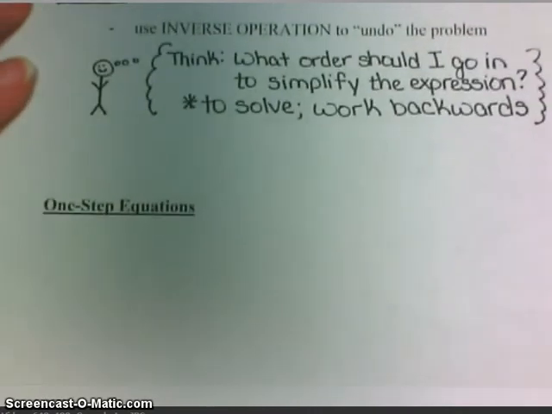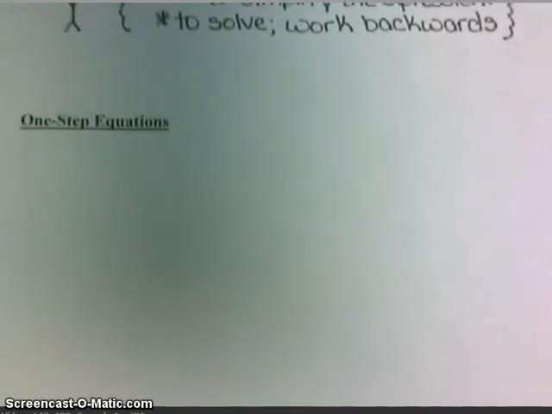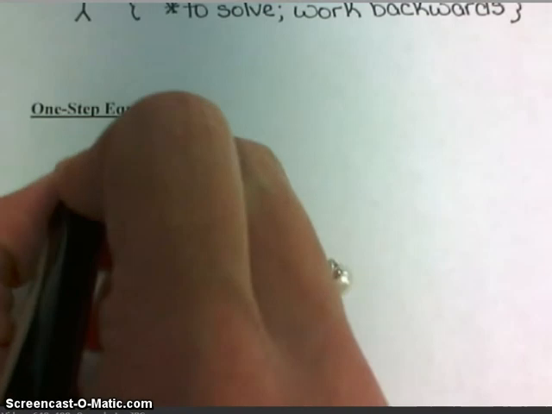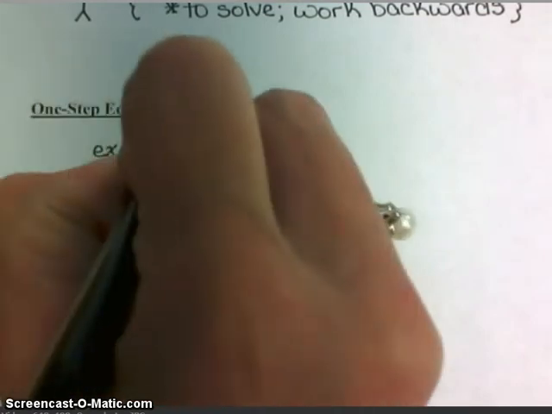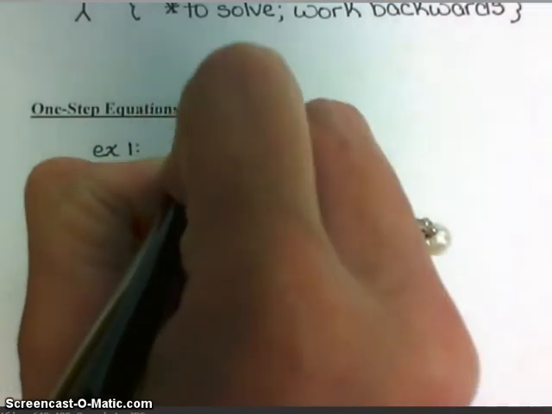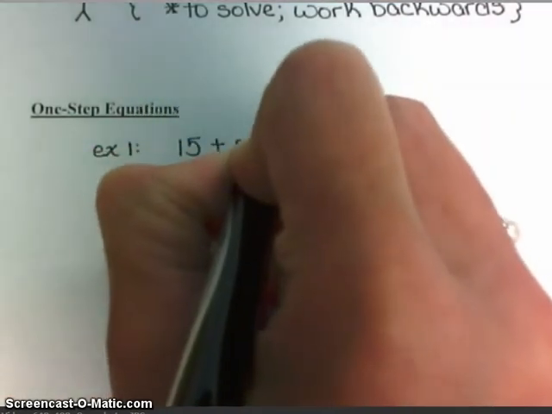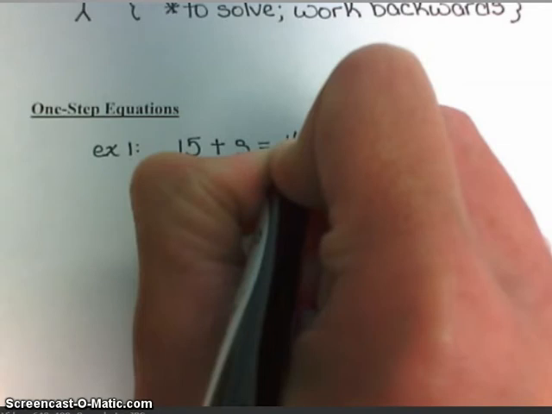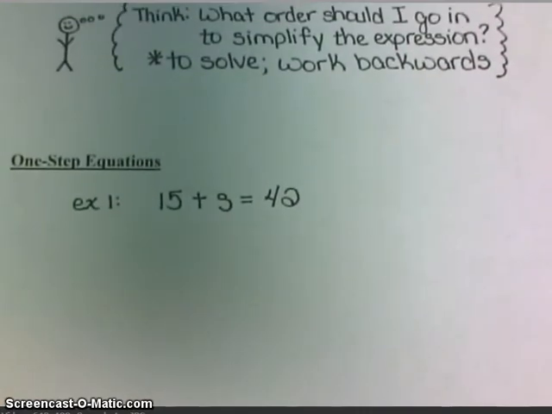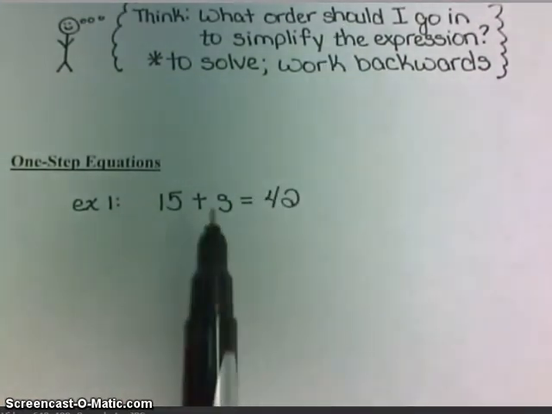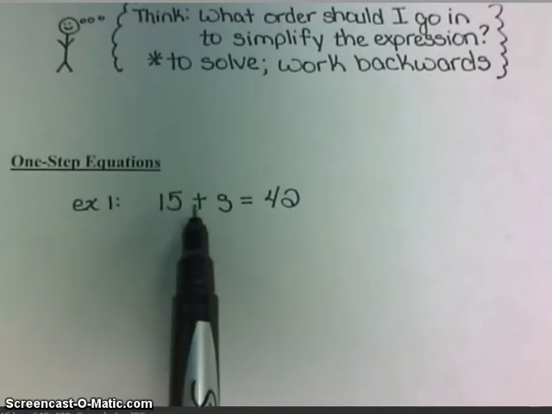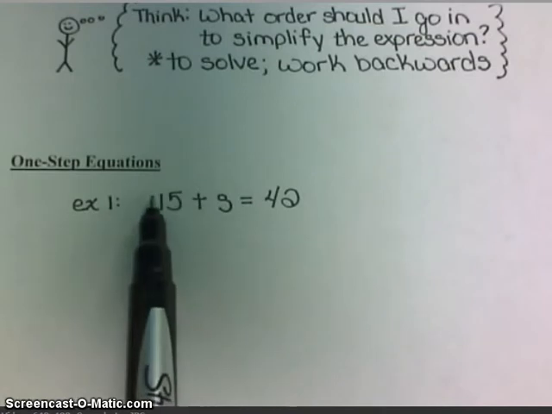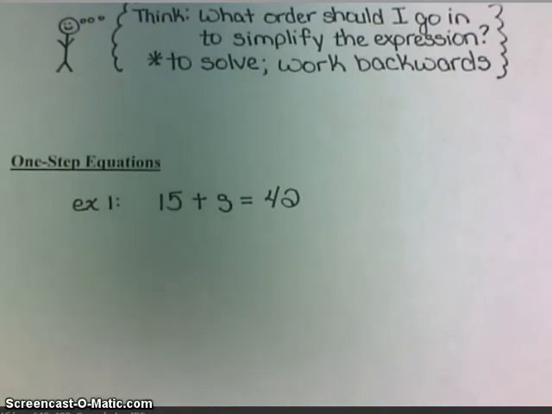All right, so let's look at some one-step equations. Let's just start off really simple with one-step equations. A couple of examples, 2 or 3 examples here. If I give you, for example 1, 15 plus s equals 42, I would want you to think, what order should you go in to simplify the expression? Well, you would take s and add 15 to it. That's what you would do. Or 15 plus s. This is a positive 15 because that's understood since there's not a sign there.